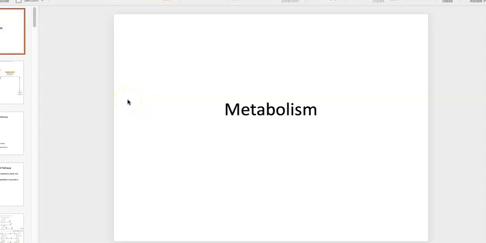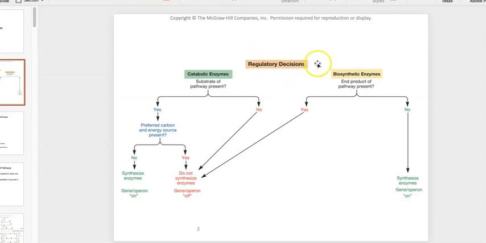This lecture is an overview of bacterial metabolism. I like to show this regulatory decision-making tree that microbes will follow when deciding whether or not to turn on gene cascades that encode specific kinds of enzymes. So over here on the right are the decisions made for whether or not to turn on operons or genes encoding biosynthetic enzymes. So the first question, and only question really, is the end product of the pathway present?